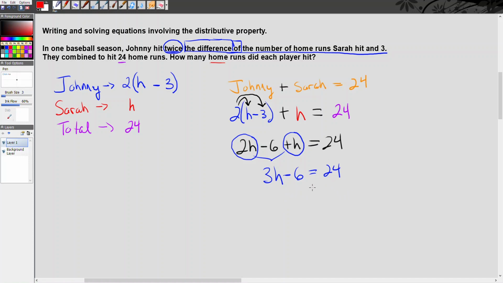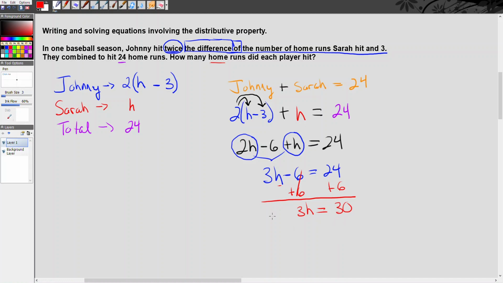So in order to get h alone, I need to get rid of 3 and negative 6. And I have to undo addition or subtraction first. So that's going to be the negative 6. How do I get rid of a negative 6? I'm going to add 6 to both sides. So negative 6 plus 6, that cancels out. Remember, we call that additive inverse, leaving me with a 3h on the left-hand side of my equation. And on the right-hand side, I've got 30.